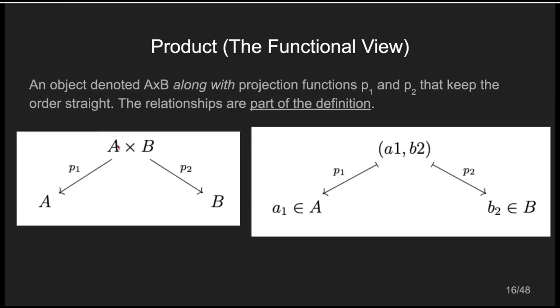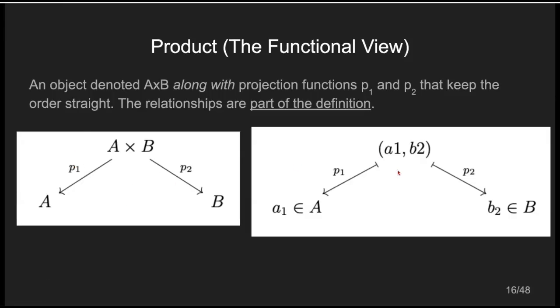So this is an object denoted A times B, along with projection functions p1 and p2 that map to A and map to B respectively. These functions are part of the definition because we're considering it in terms of how we use it. And what we do with sets is we make functions. So our use is based on functions.